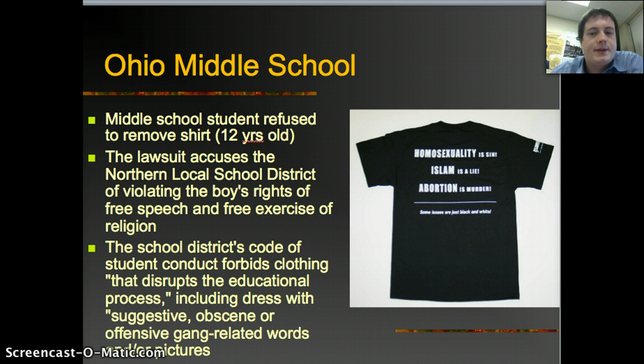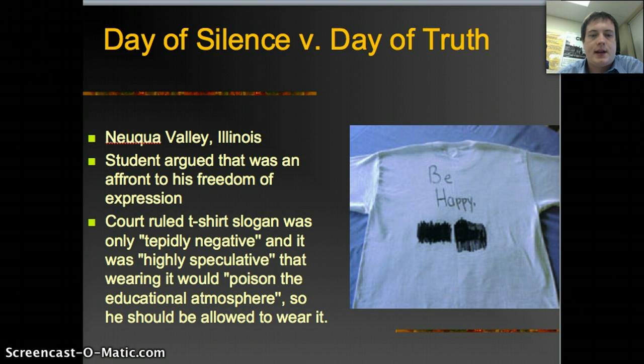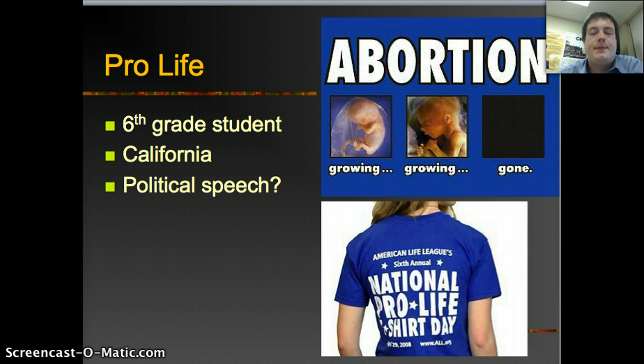And here are just some more examples of how, if they think it could cause a disruption, homosexuality is a sin, Islam is a lie, abortion is murder, this might cause a disruption in certain schools based on the circumstances. Day of silence, be happy, not gay, that caused a disruption to the school environment, as does this next shirt. So remember, it depends on the circumstances and the school district.